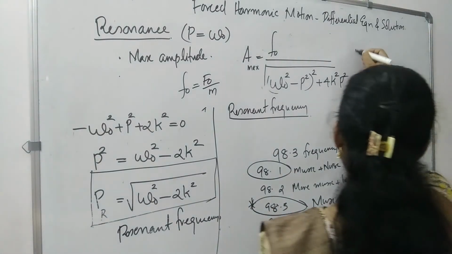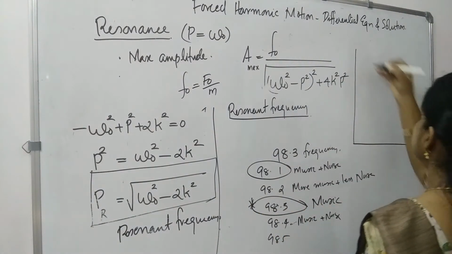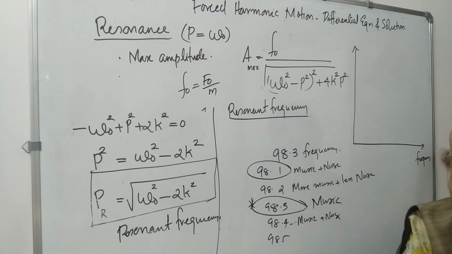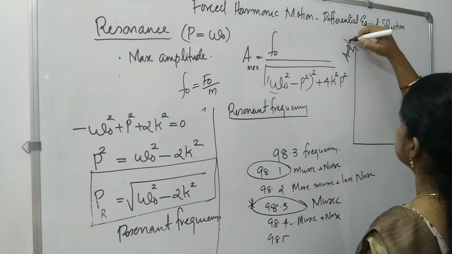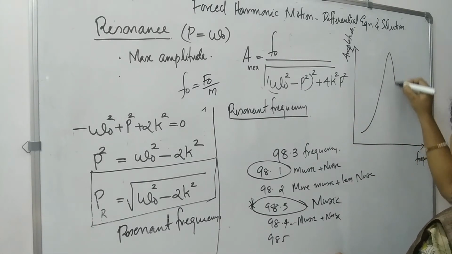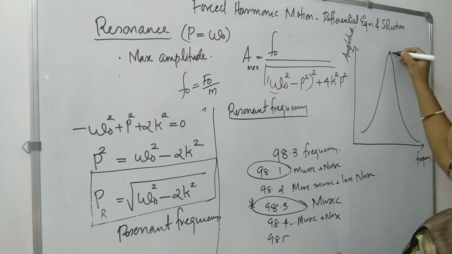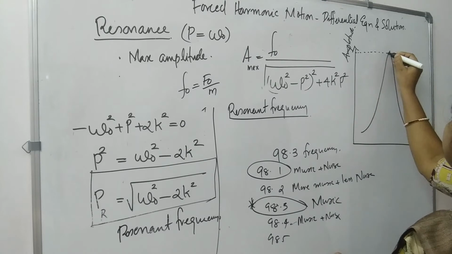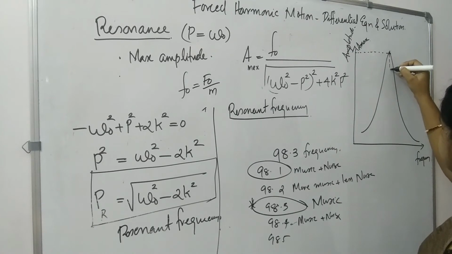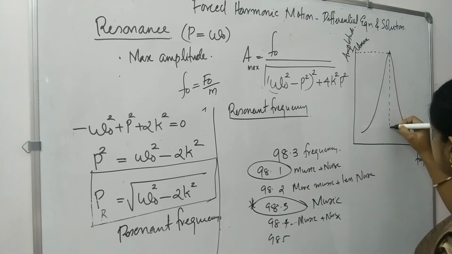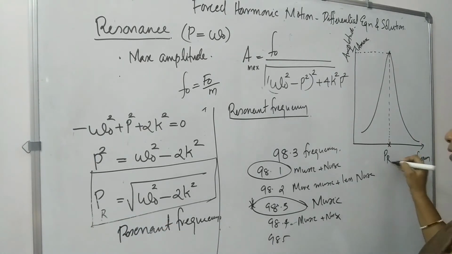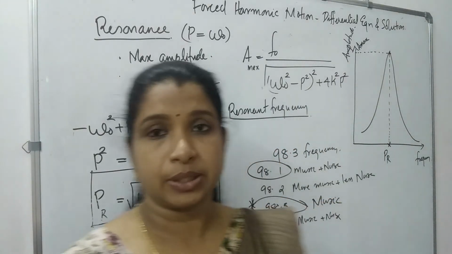So if we draw the graph of this resonance, we can take frequency value along the x-axis and amplitude along the y-axis. If we draw a graph, the shape of the graph is like this. At this particular frequency, this value represents the maximum amplitude. The frequency at which this maximum amplitude occurs is called the resonant frequency. Here we can represent it as PR, the resonant frequency.